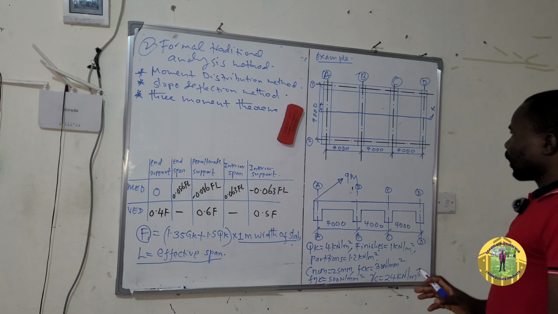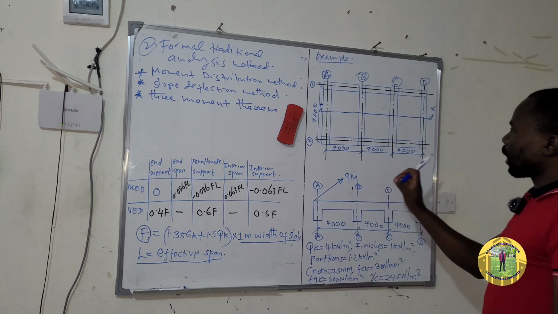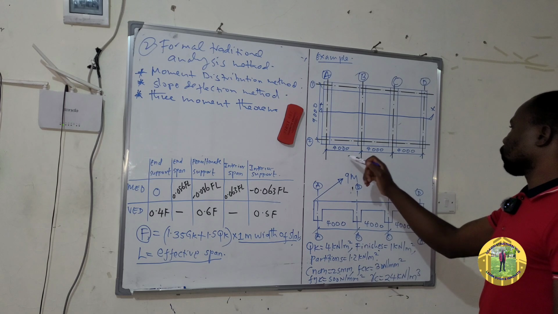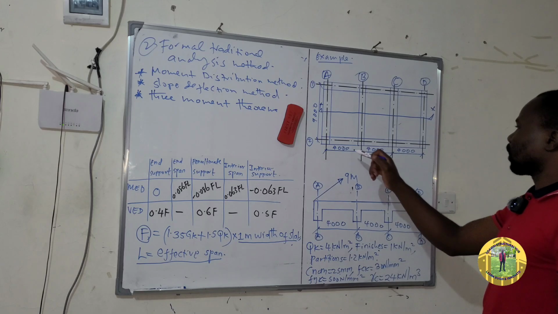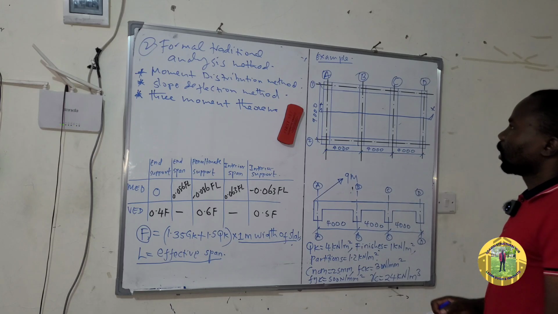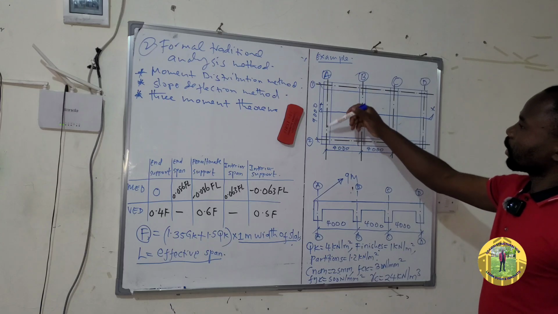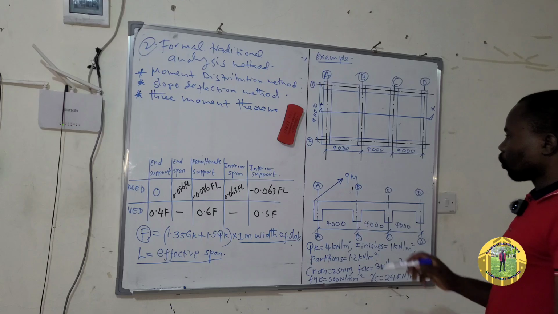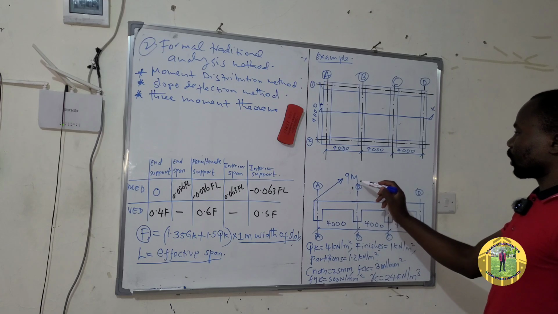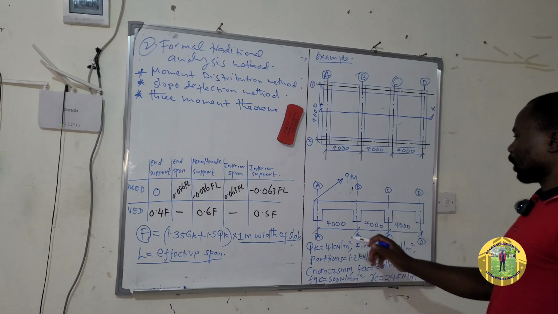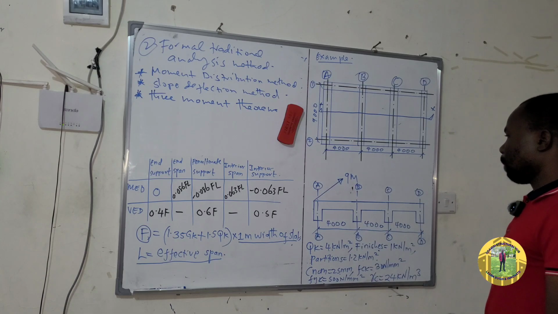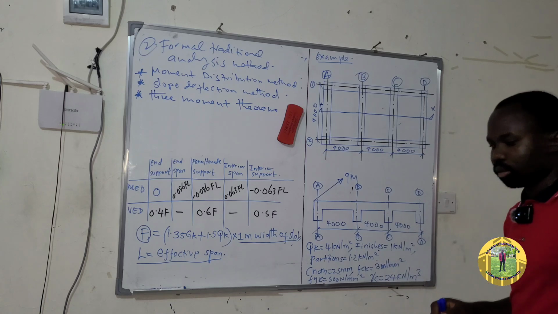So this plan has dimensions which are 4,000, 4,000, 4,000. So it is spanning 4,000, 4,000, 4,000. And then the longer distance is 9,000 millimeters, which is 9 meters. And then we have the span, which is 4 meters or 4,000 millimeters. So let's see how you can design such a slab. Solution.